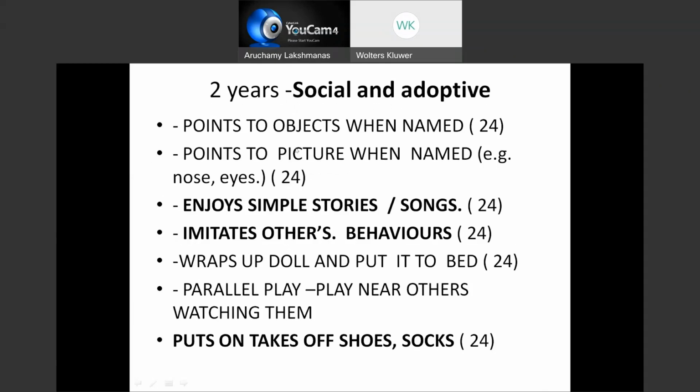So social and adaptive: points to objects when named, and points to pictures when named, like nose, eyes. Enjoys simple stories or songs, imitates others' behaviors, wraps up a doll and puts it on the bed. Parallel play. So 2 years, 2 persons. When one person is playing, this one will imitate the same thing. So it's parallel play, 2 persons playing, watching the others. When they do something, this one also does the same thing. And puts on and takes off the shoes, as I told you already.